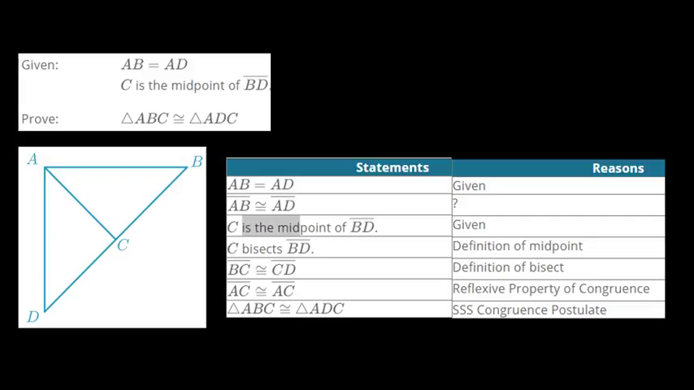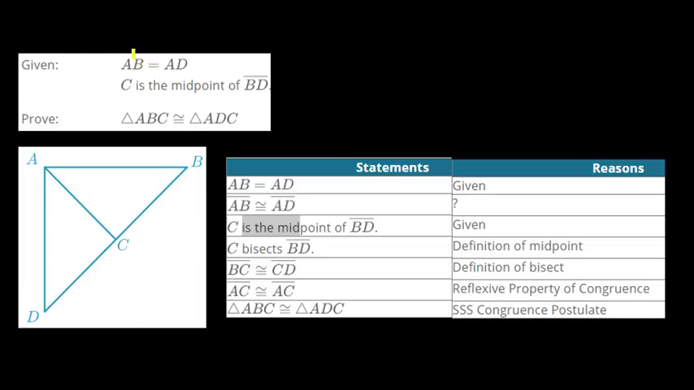Let's talk about Lesson 10, Activity 3, Question 4. Given that AB is equal to AD and that C is the midpoint of line segment BD, we're asked to prove that triangle ABC is congruent to triangle ADC. And once again, we've been given kind of an incomplete proof, and we're asked to provide the missing pieces. So let's review what we've been given and take it from there.